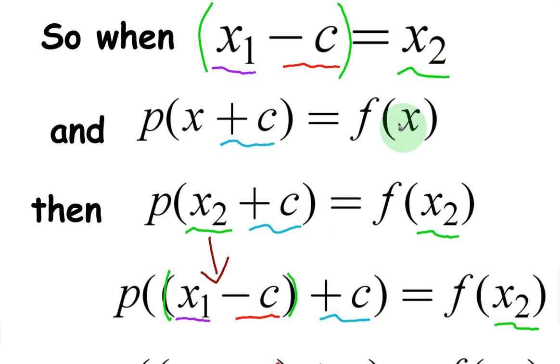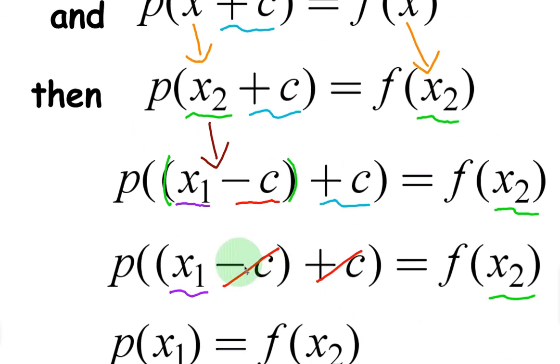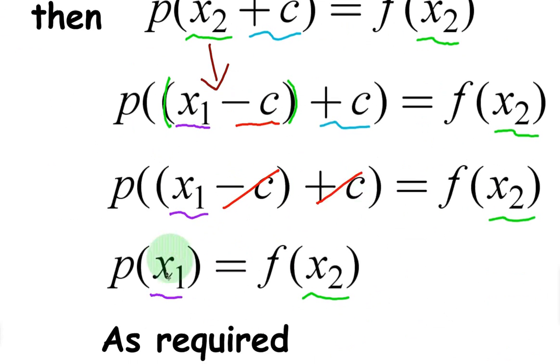transform function, what's going to happen? Well, first of all, let's replace x with x2, in other words, our new x values. Okay, by substitution, we know that x2 is equal to x1 minus c, so we're going to replace x2 with x1 minus c. And then we can see algebraically what happens. These c values will cancel, and we've proven what? We've proven that p of x1 is equal to f of x2.